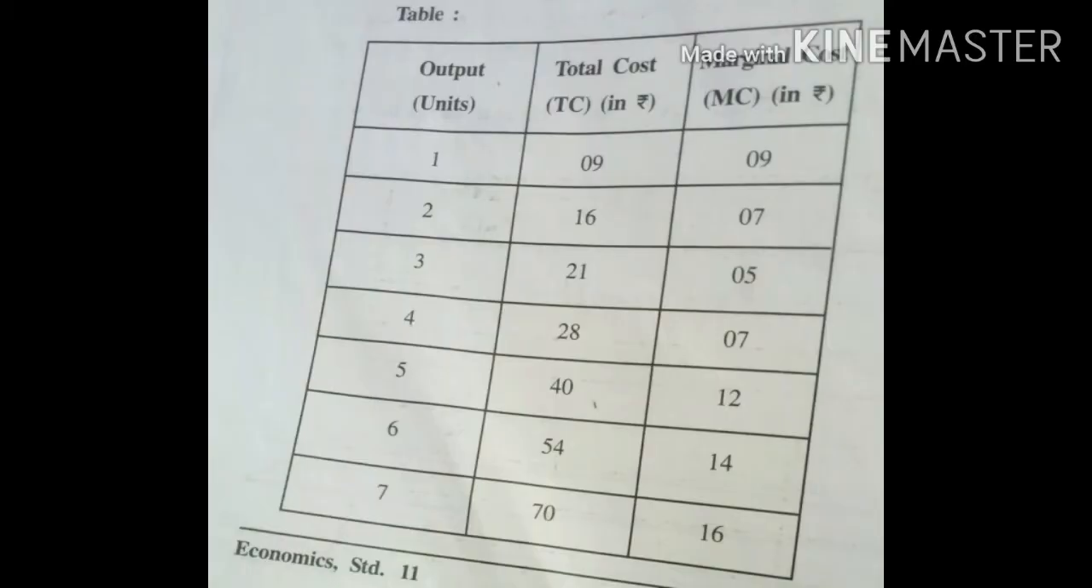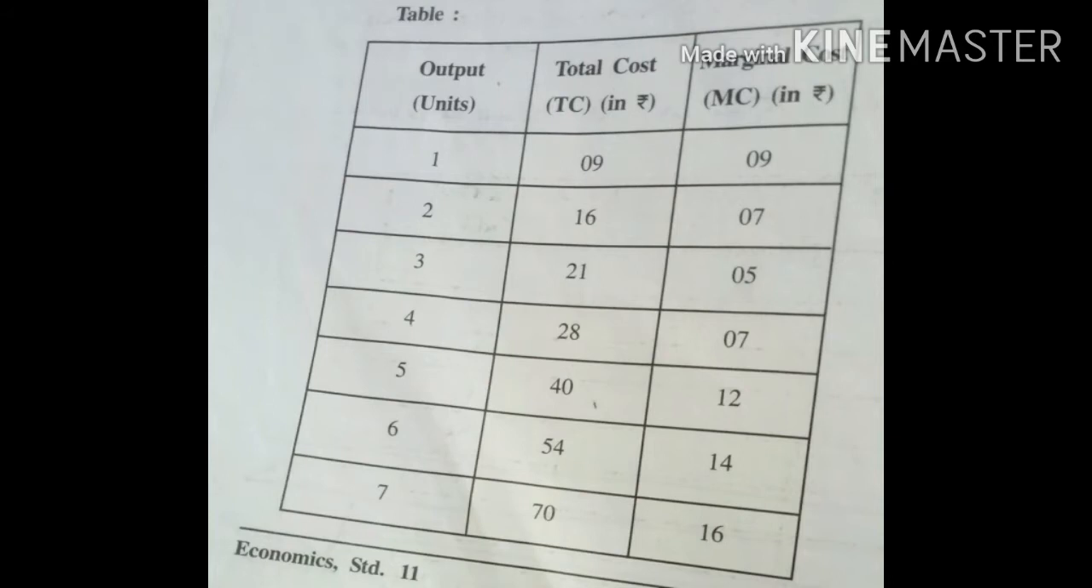Let us learn about the marginal cost. The change in total cost when an additional unit of output is produced is called your marginal cost. Suppose units produced is equal to N, total cost is equal to TC.